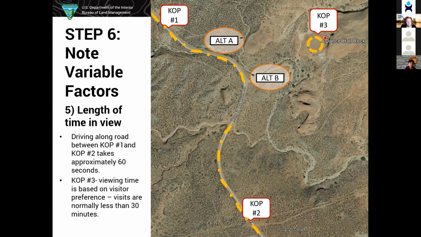But that's really different than the Dance Hall Rock location, because if I'm the visitor, I can spend as much time as I want. And we would guess that most visitors are there about 30 minutes, but they could be there longer in some instances. Some of our historic reenactments that take place there, those folks are there for half a day or more. So that is how the influence of the length of time in view comes into play.